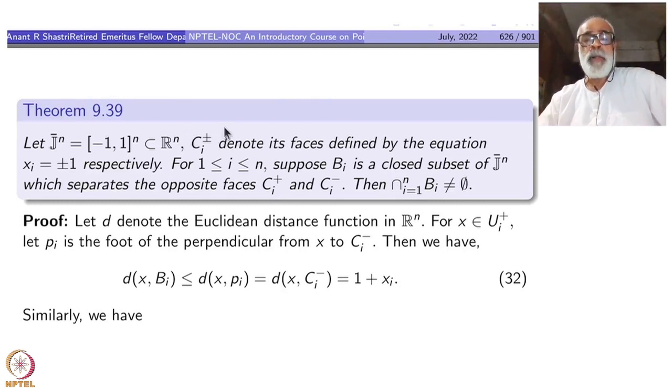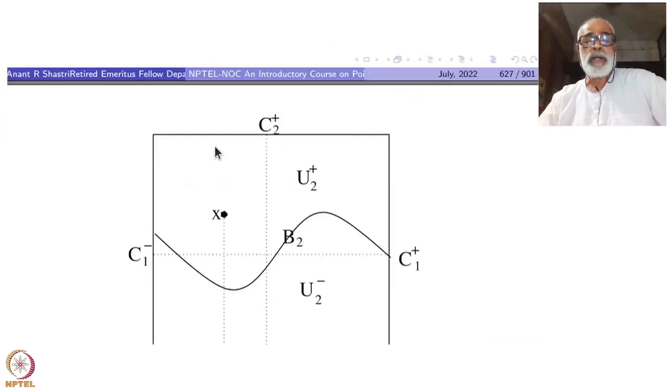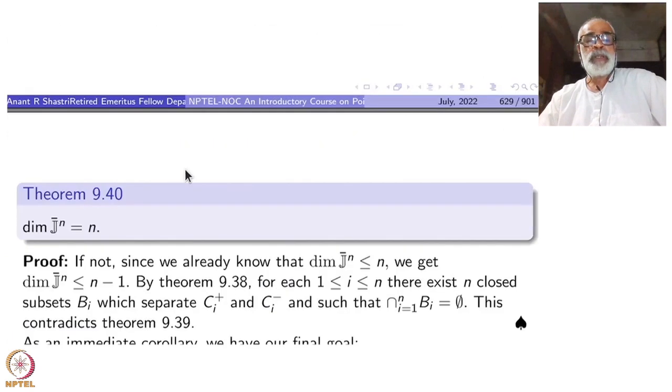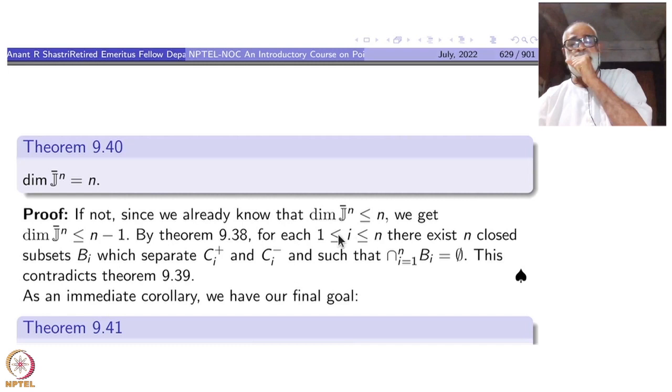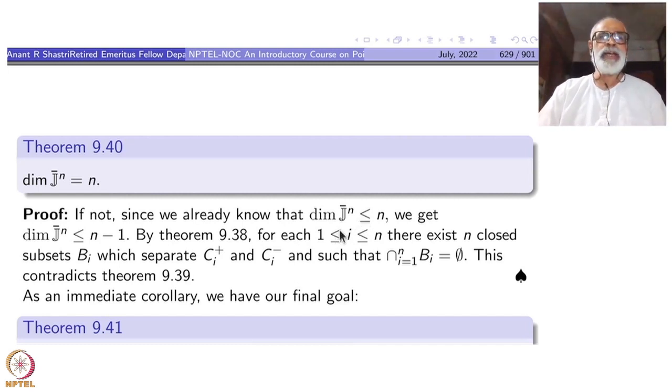As I told you, now you can combine this with the previous theorem, and you get a wonderful result. Now, a tight thing, namely, the dimension of Jn bar has to be equal to n. Let me go through this one. It is not so clear. The dimension is always less than or equal to n because we have already proved this part: dimension of Rn is less than or equal to n, and this is a subspace. So, if not, dimension must be less than or equal to n minus 1.